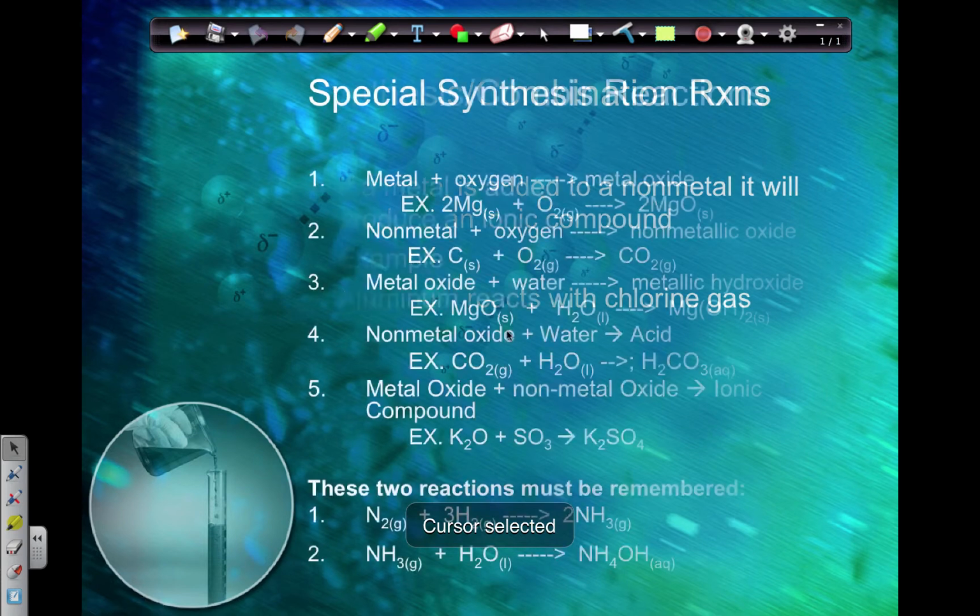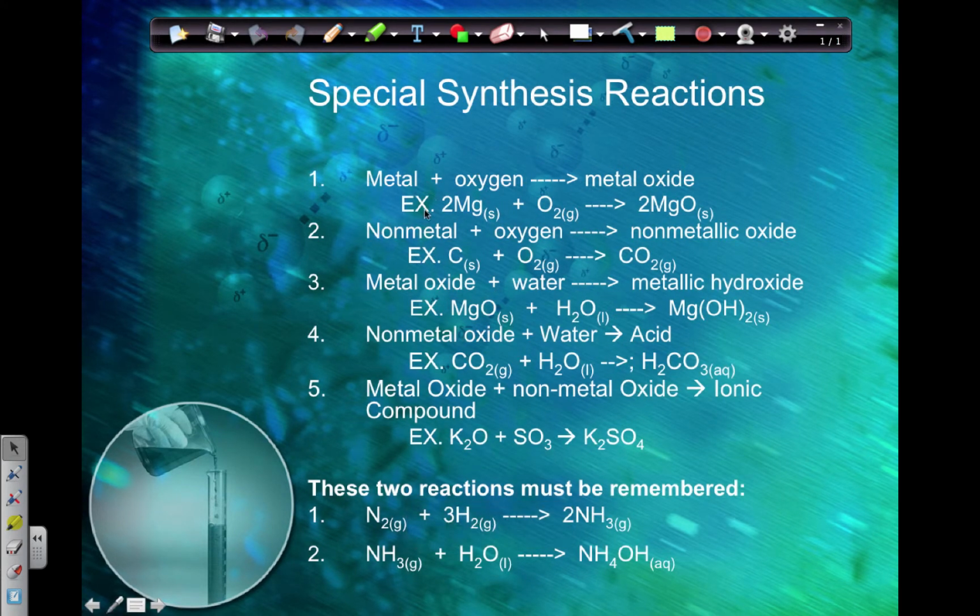Okay, let's look at another one. Or actually, these are the special ones. A lot of these are just the reverse. So let's see. This one is where you make a metallic hydroxide. Well, it's a metal oxide and water. So it's the reverse of the decomposition reaction. Like, this is also the reverse. An acid is made with a nonmetal oxide and water. So when an acid decomposes, it makes a metal or nonmetal oxide and water. These two, you have to remember them. N2 gas plus hydrogen gas produces ammonia. You need to know that. You also need to know ammonia and water will make ammonium hydroxide.